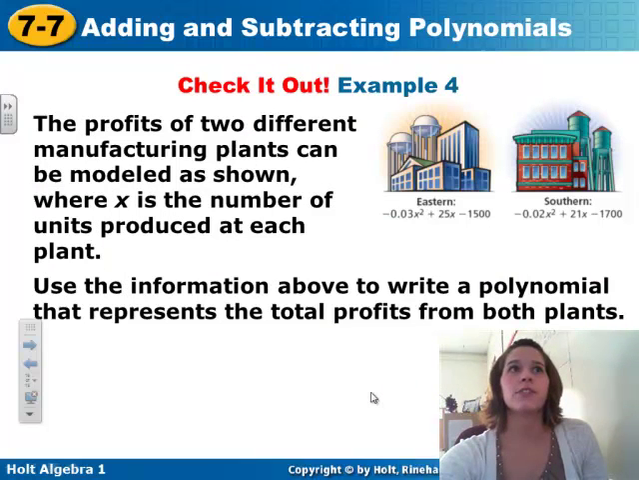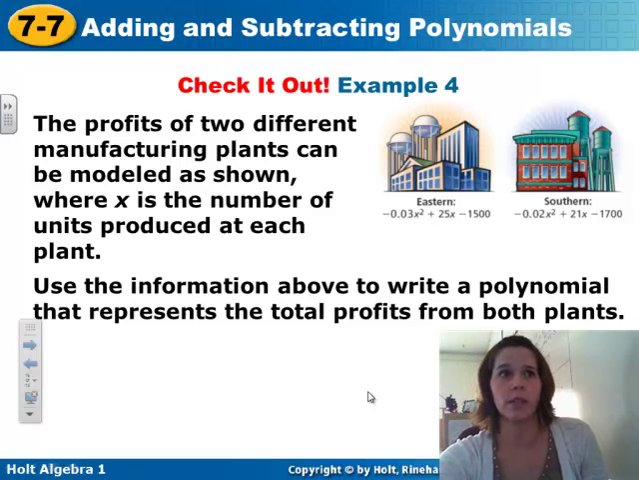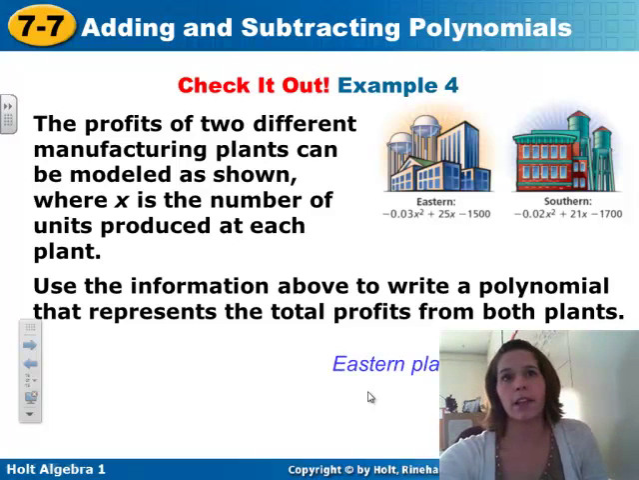The profits of 2 different manufacturing plants can be modeled as shown, where x is the number of units produced at each plant. Okay, so this is like an industrial or business application. Use the information above to write a polynomial that represents the total profits from both plants. So I've got the eastern plant and the southern plant, and they give me the polynomials there. So let's go ahead and write those out.